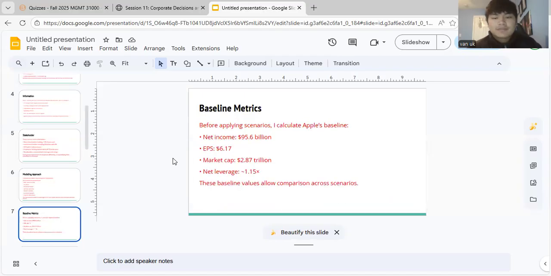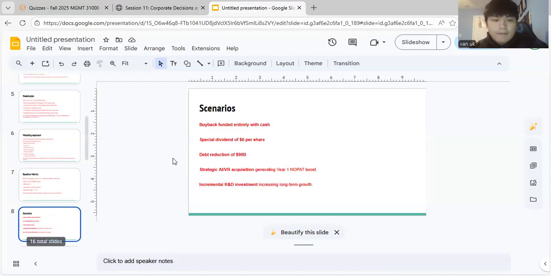The baseline metrics: before we do the scenarios, we calculate Apple's baseline. Their net income is $95.6 billion. The EPS is $6.17. The market cap is $2.87 trillion. Net leverage is roughly 1.15. And these baseline values allow comparison across scenarios.